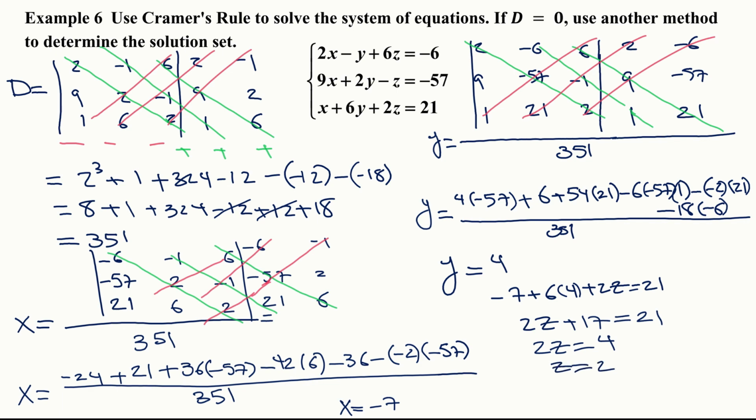Now we have all our values, and we can write our solution set, which should be the ordered pair x first, so negative 7, then y, so 4, and then z. And there we have it. So there is an application of Cramer's rule to a system of 3 equations in 3 unknowns. So make sure you can carry out something like that on your own, and we'll go ahead and proceed.